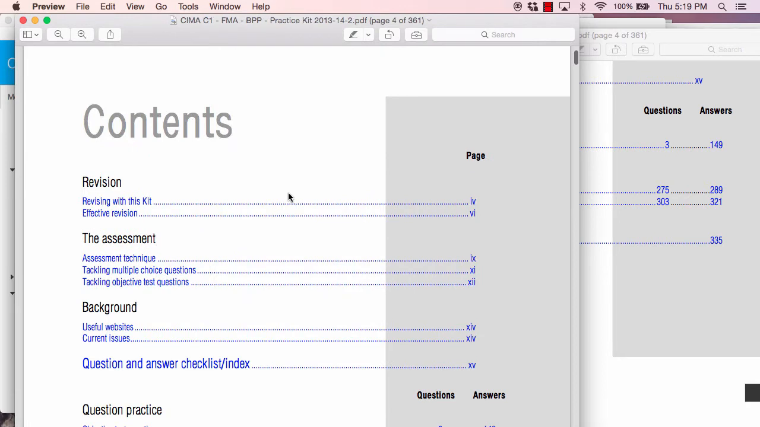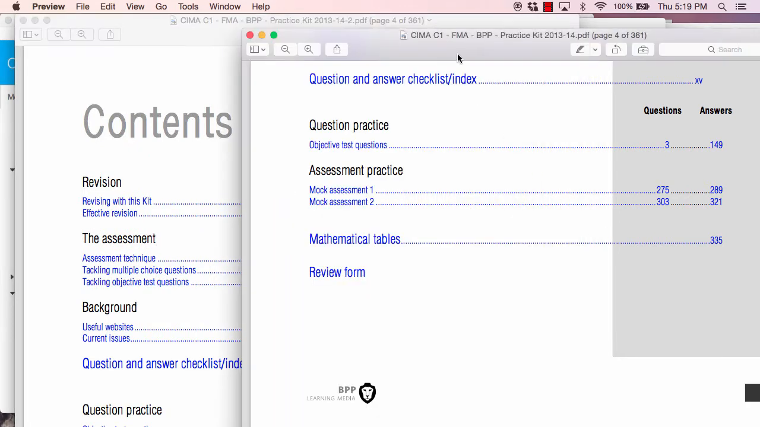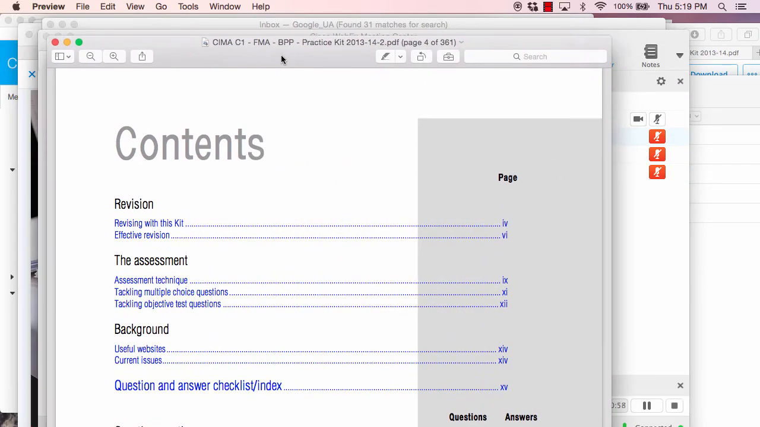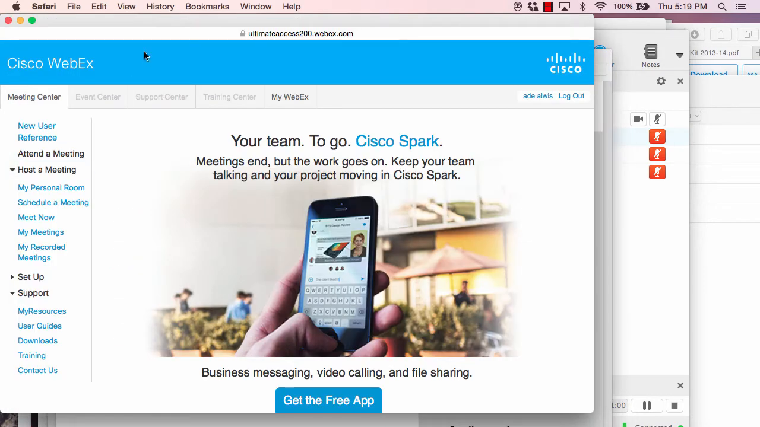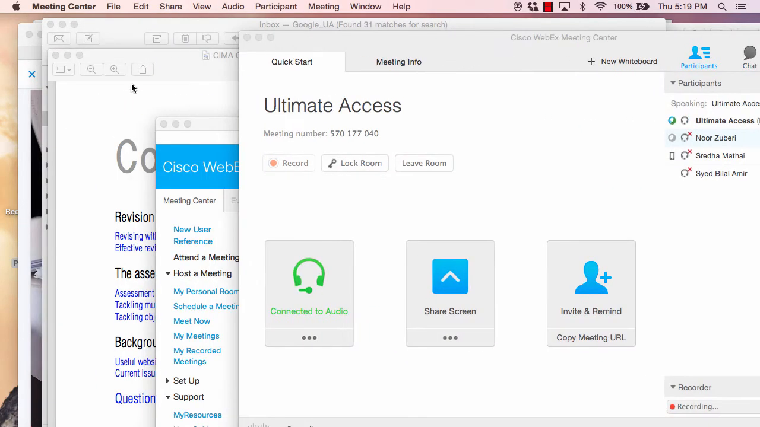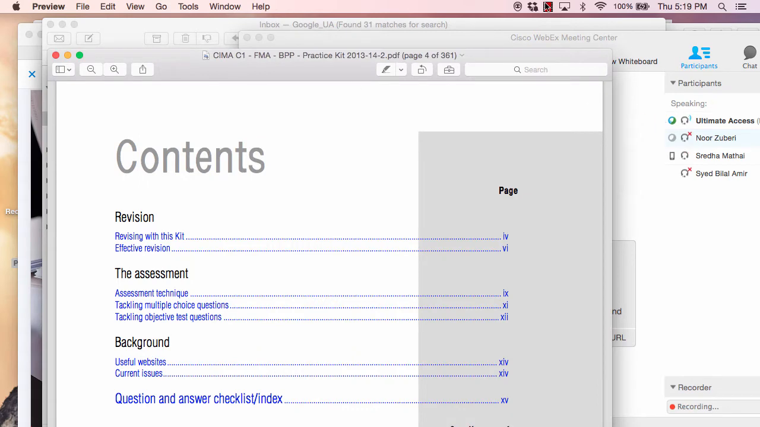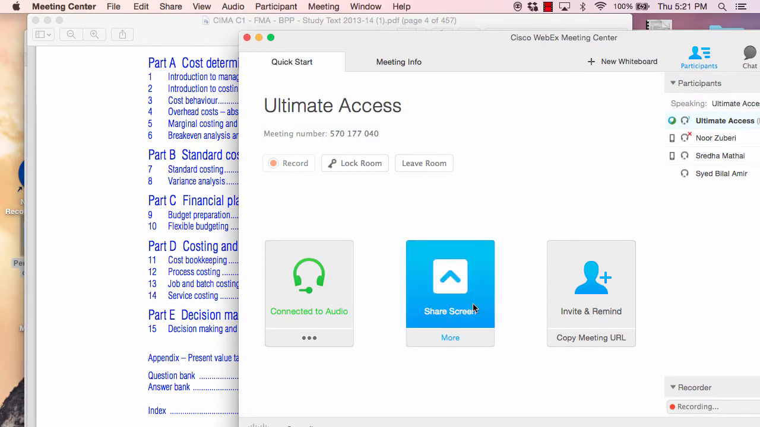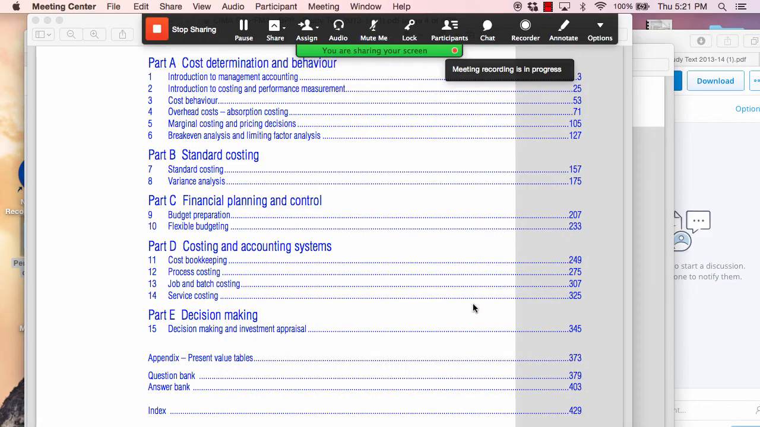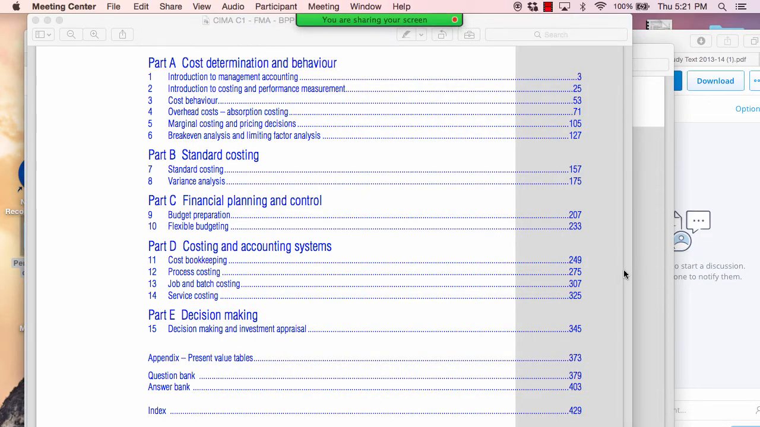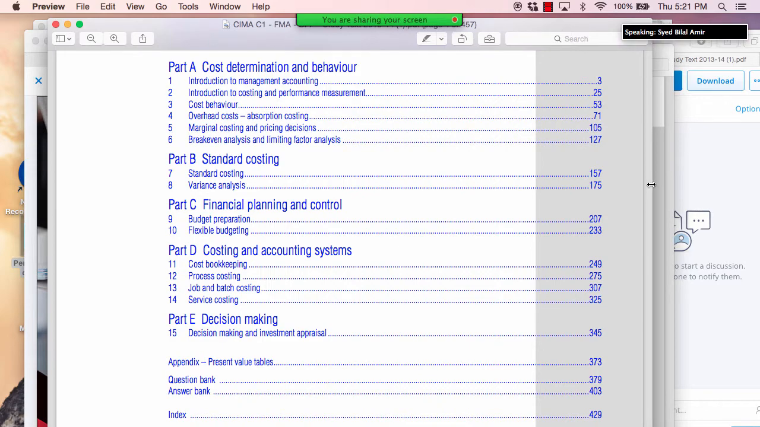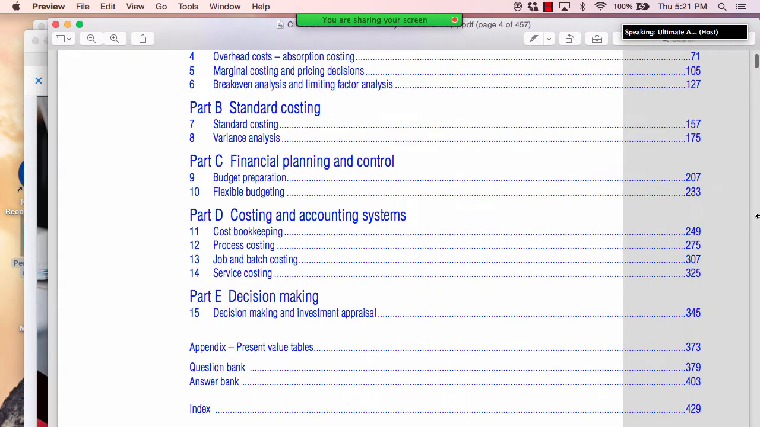Give me 1 second. I just want to get some more information for you. 1 second. Let me open up the correct document. And I'm going to share my screen with you. Can you see my screen?